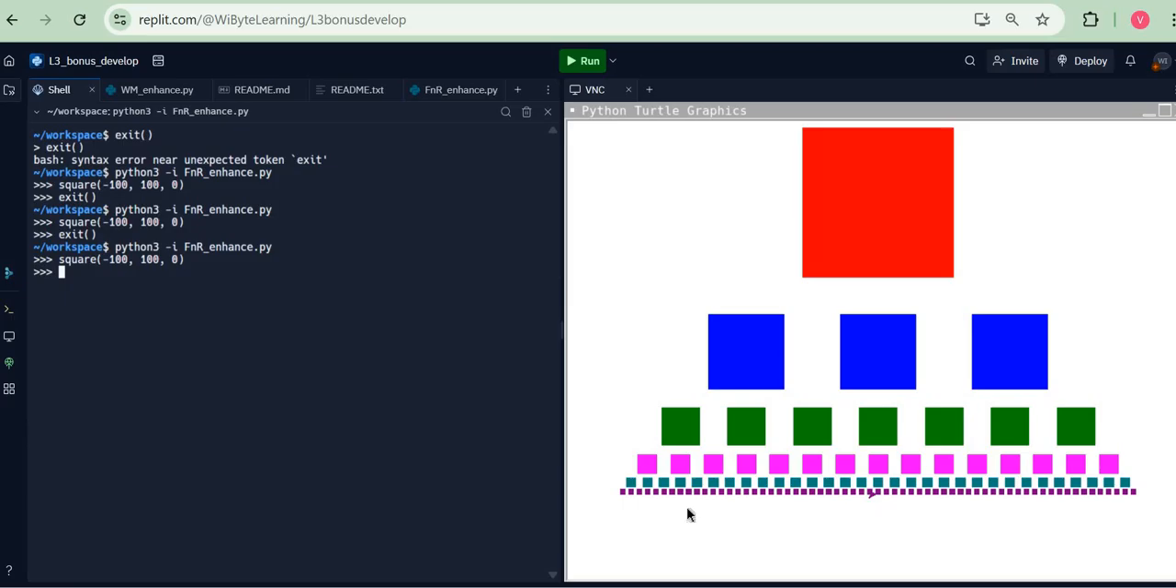But you get the idea that with recursion, a lot of work is getting done with very little code, and that's the whole beauty of recursion.